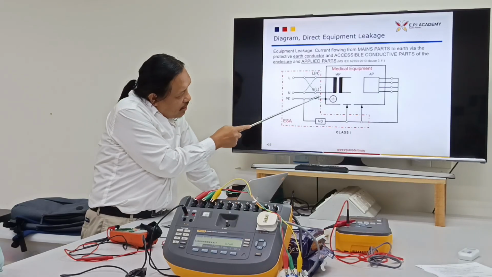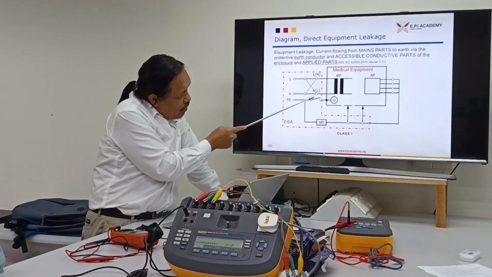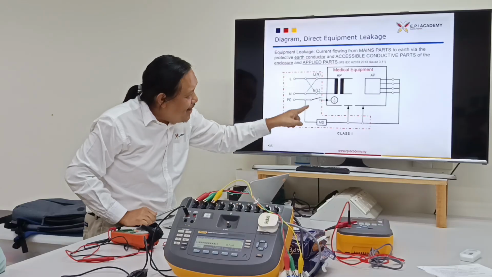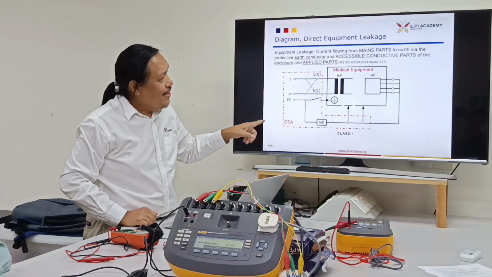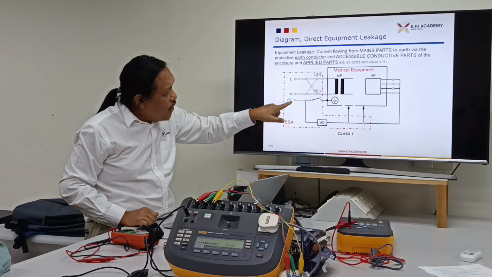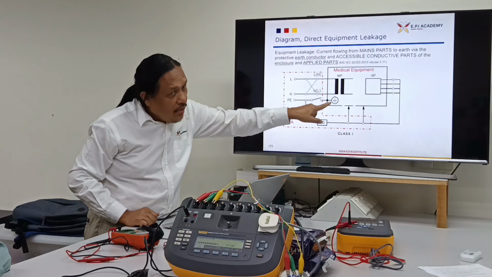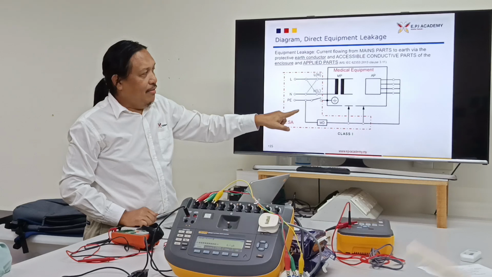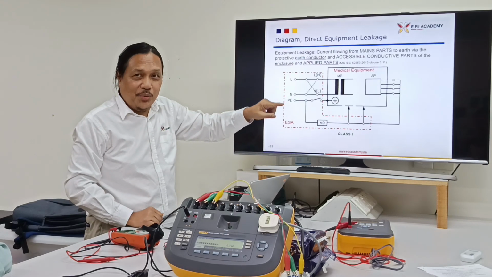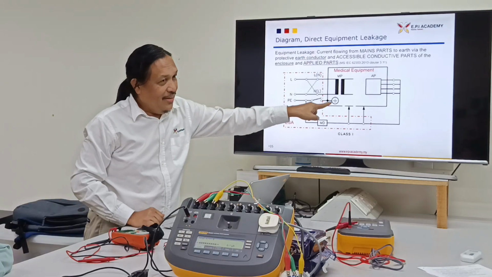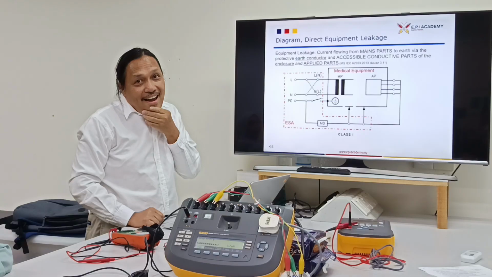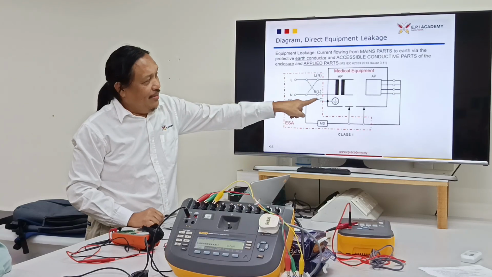Measuring device, MD. That's the analyzer itself. What is this switch? It's inside the analyzer, right? What does it do? I'm not asking the connection. What does it do? Open the circuit. Open the earth. Disconnect the earth. Close, open.